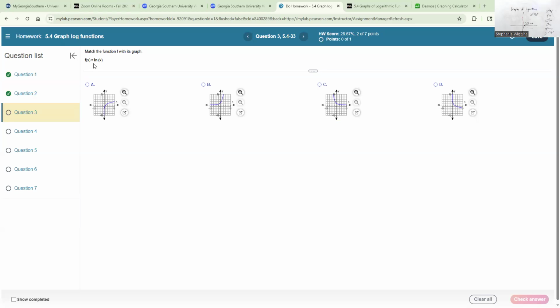Here again, the base is e. e is approximately 2.7. So I know it has not been reflected across the x-axis. So I'm going to look for that classic logarithmic shape right here. We can see that. Okay.